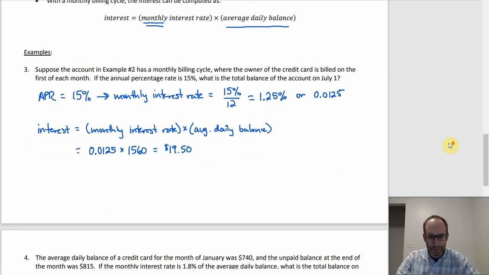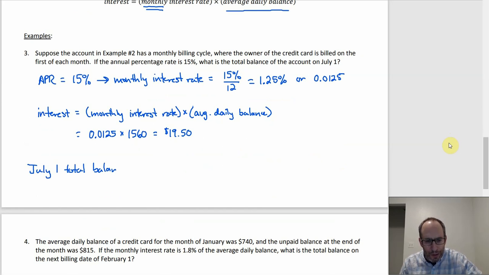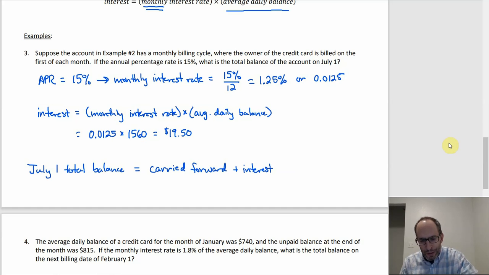Okay. Then the July 1st total balance, since that's the thing that we're ultimately supposed to get. So the July 1st total balance, that would be the amount that's carried forward plus interest. And then the carried forward amount, that's the unpaid balance.